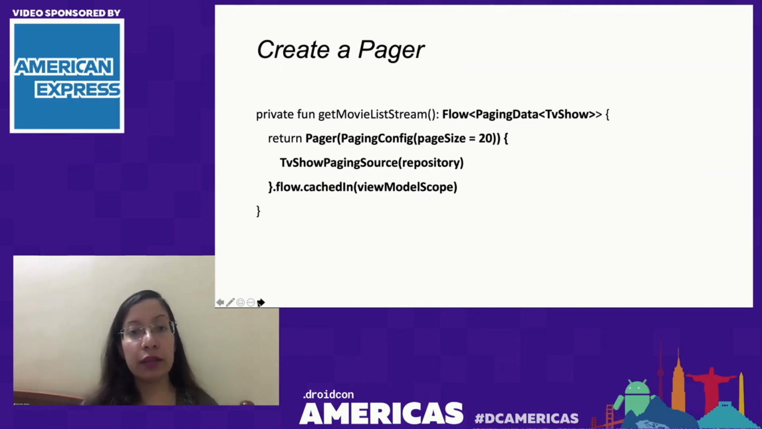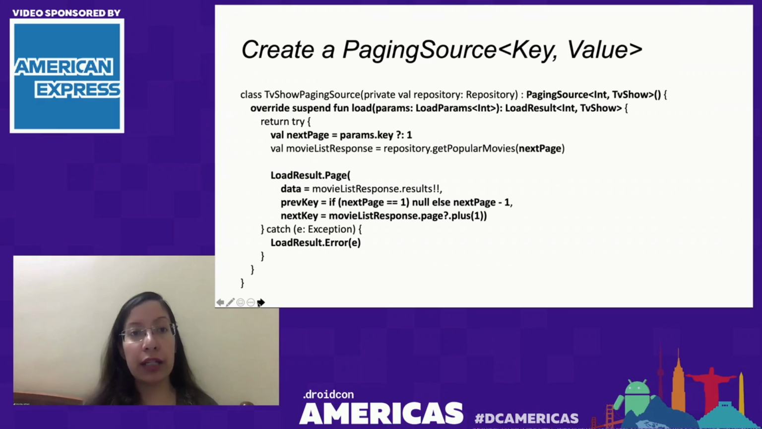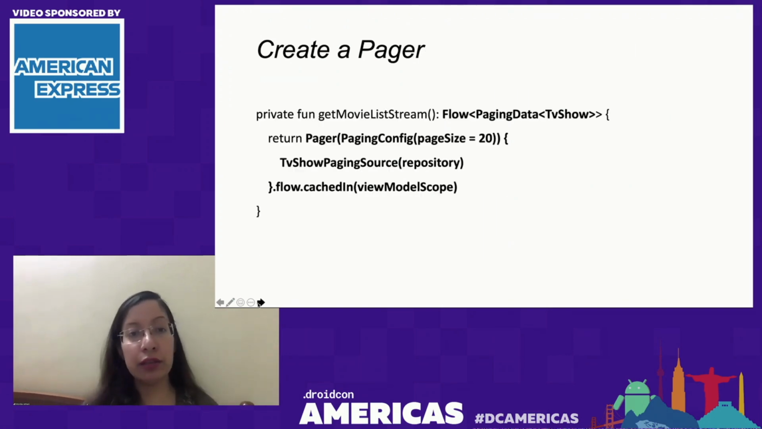With that, we get the paging data stream, and you can see that this returns a Flow. But the paging library is compatible with RxJava and LiveData, as I told earlier. So in the paging library, when you use it with RxJava, you will be extending RxPagingSource, and you'll be overriding the loadSingle method. Similarly, when you use a Pager, you can get a stream of Flowable or Observable. And similarly with LiveData, you can get a stream of LiveData.